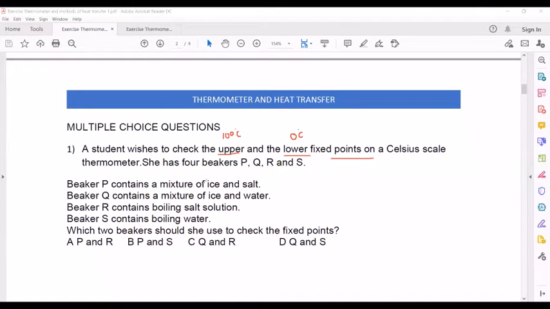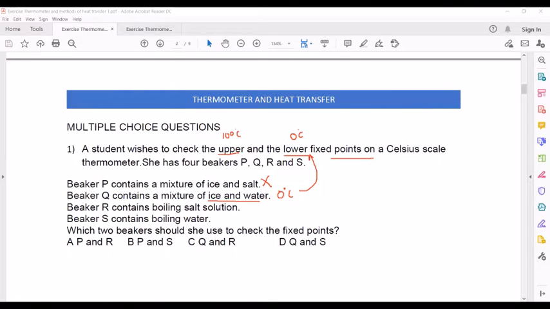So beaker P contain a mixture of ice and salt. That's wrong because it will not melt at 0. It's an impure substance. Impure substance does not have a fixed melting point. Q contain a mixture of ice and water. So if a mixture of ice and water is there, means it's a melting ice. And what is the temperature of the melting ice? The temperature of the melting ice is 0. So using this, we can mark the lower fixed point.